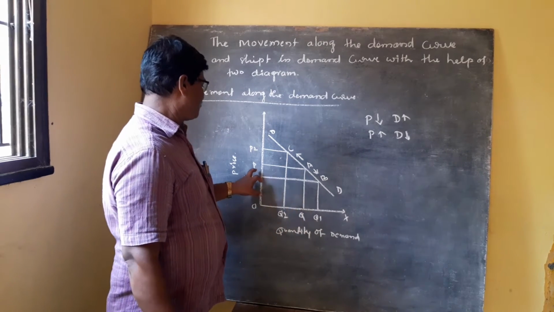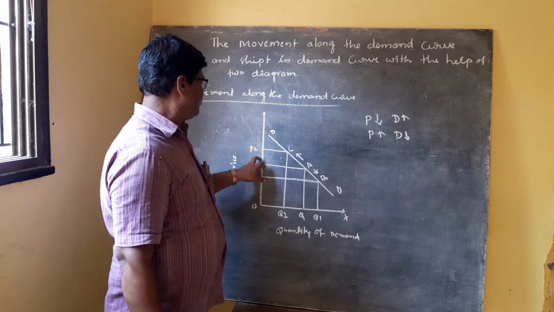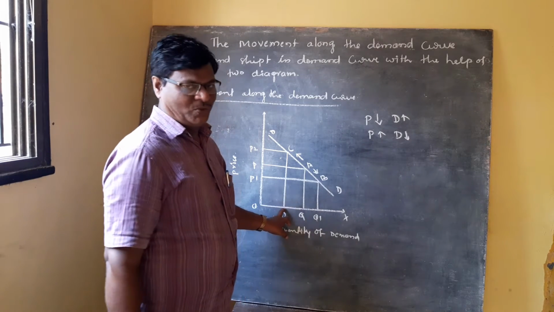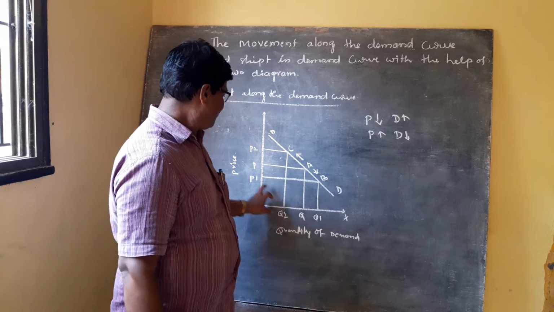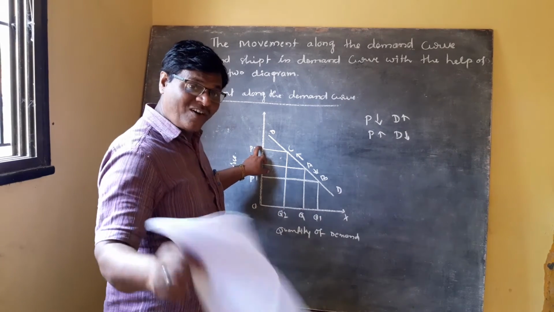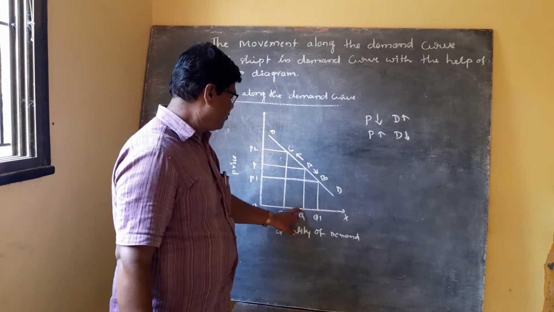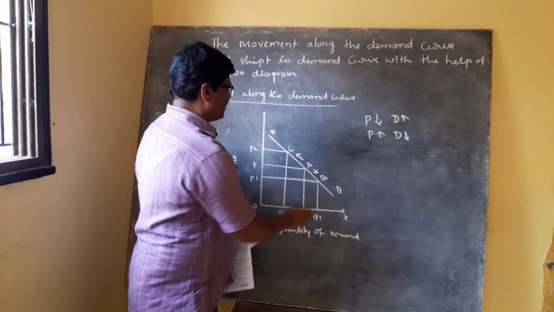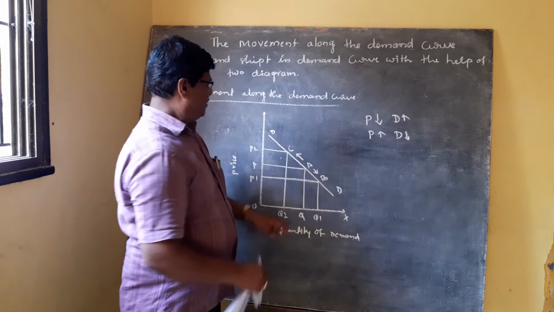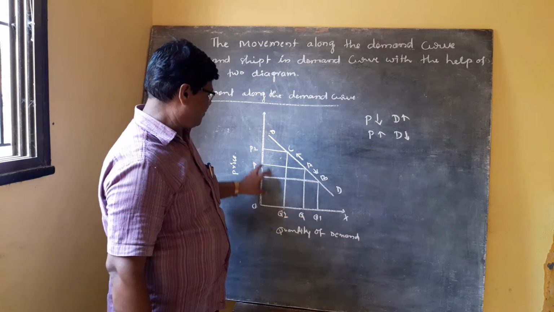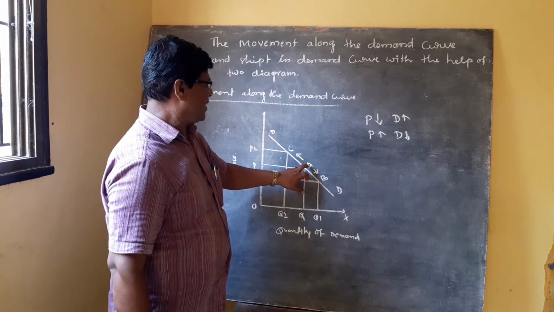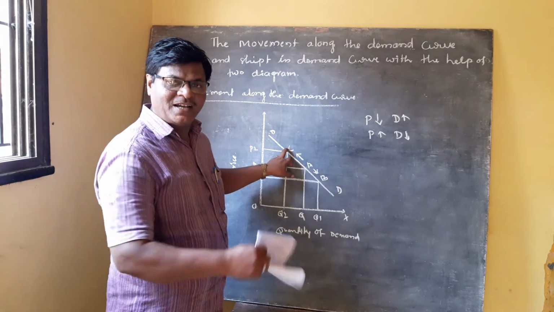When the price rises from OP to OP2, the demand decreases from OQ to OQ2. It means that when the price rises from OP to OP2, demand falls, or decreases from OQ to OQ2, moving upward along the same demand curve. When price rises, demand falls. This is A to C, a decrease in demand.